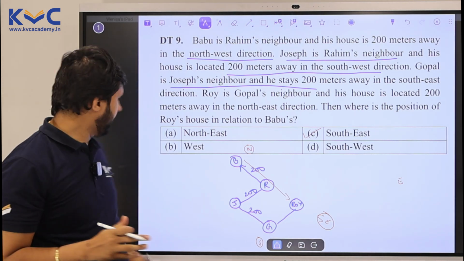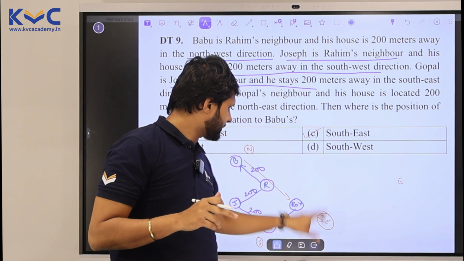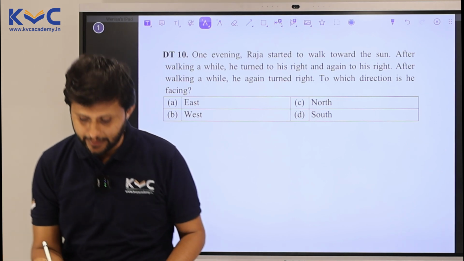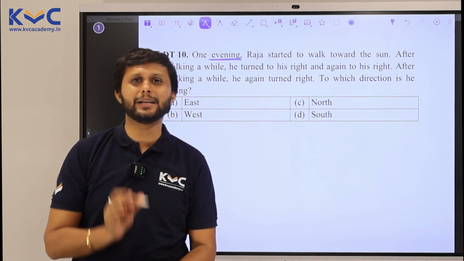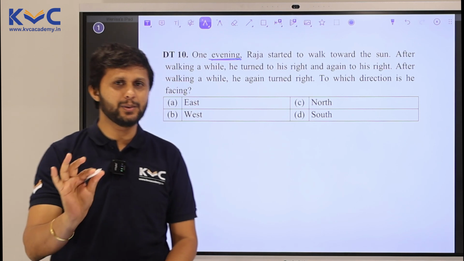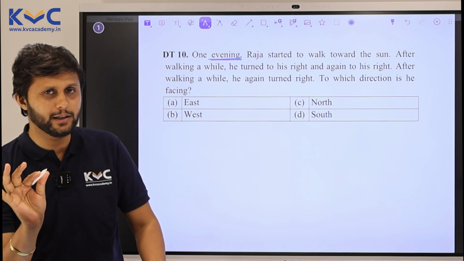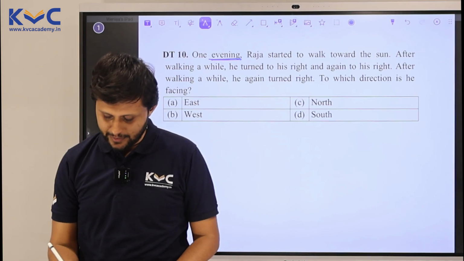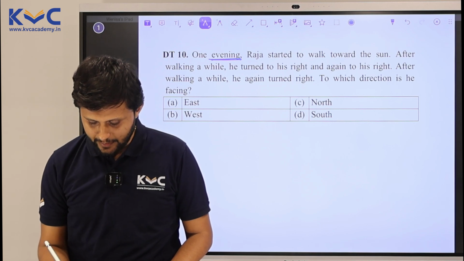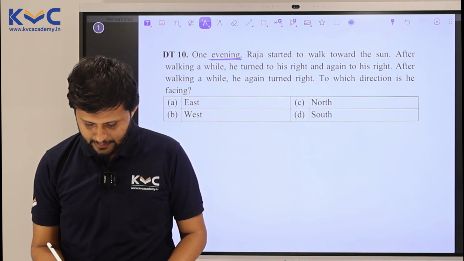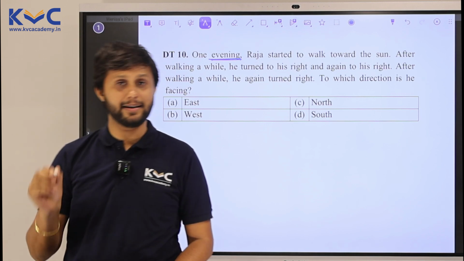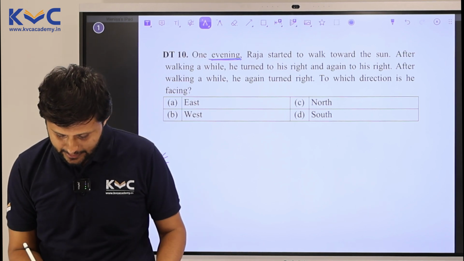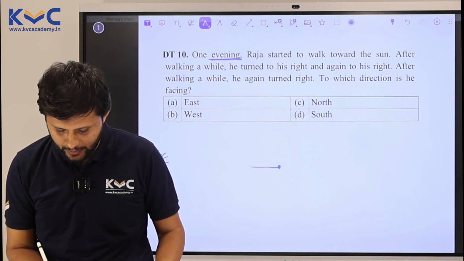Question number 10. One evening, this is important, evening. Why evening? Because he's walking towards sun. So we know in our science we were taught sun rises in the east and sets in the west. So where is the sun now? Now this is the west side. Let's say this one is the sun. We'll draw sun over here on the west side. So he's walking towards the sun. So Raja is here, walking towards sun.